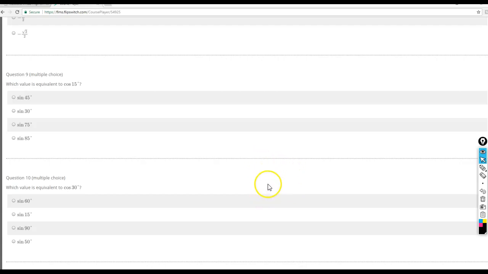Alright, so we're here for lesson 22's checkpoint. We're going to start with question 10. Which value is equivalent to cosine of 30 degrees?